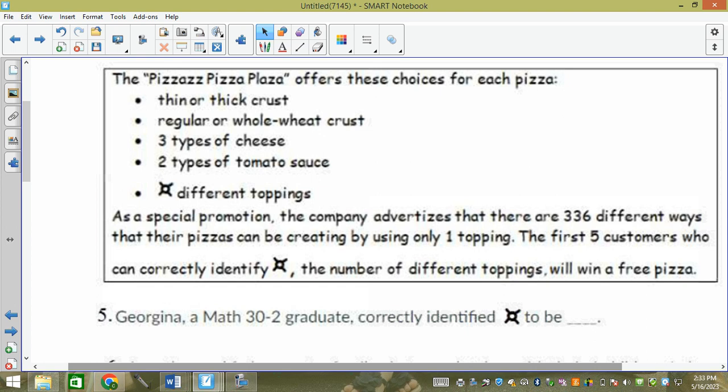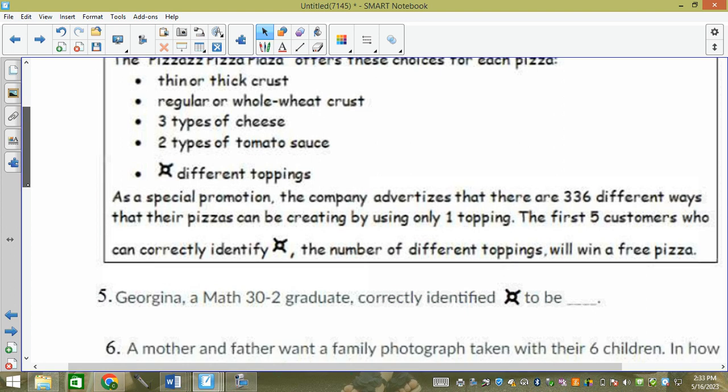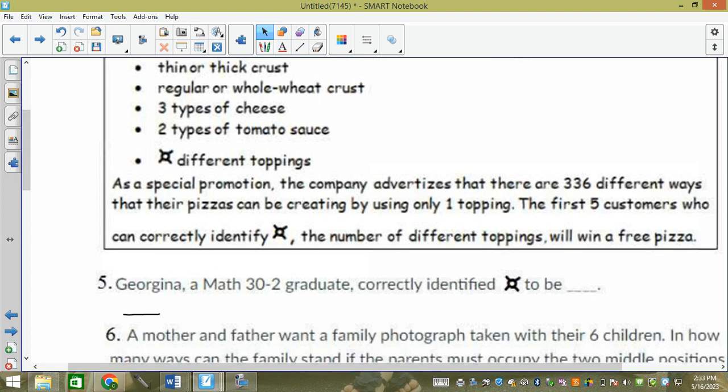If they only take 1 of each, I can use the blanks, right? If they take more than 1 of each, I have to use C. So say they wanted 2 types of cheese, then I would have to go 3C2. But if it's just 1 of each item, remember I told you can use the blanks. So I can go thin or thick, which is 2, regular or whole wheat, which is 2, 3 types of cheese, 2 types of tomato sauce, X number of toppings equals 336.